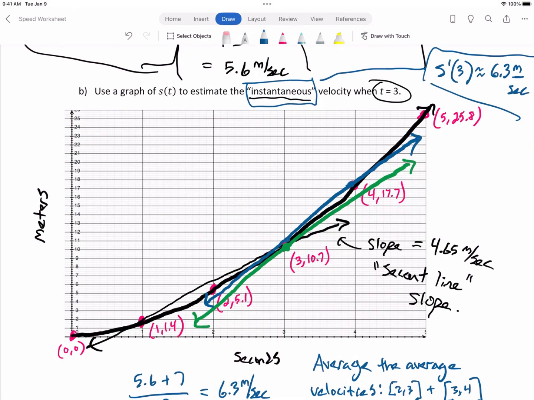In summary, we've used average velocity of the points close to t equals 3 to find an estimate for the curve's instantaneous slope at t equals 3.